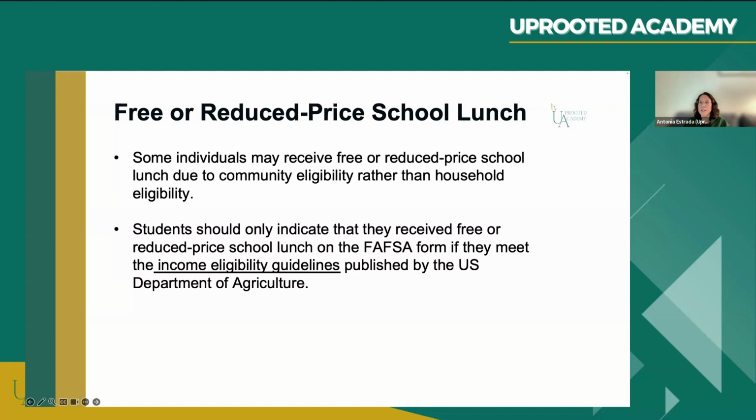But the updated guidance does say that families should check the box indicating free and reduced price lunch only if they meet the USDA income eligibility guidelines for receiving free and reduced price lunch. Previous guidance from Federal Student Aid instructed anyone who received the benefit to check the box. So essentially, the government recognized that their guidance wasn't very clear. There was a loophole, and now they provided further guidance. So we will be sending you a link to these income eligibility guidelines in the follow-up email tomorrow.